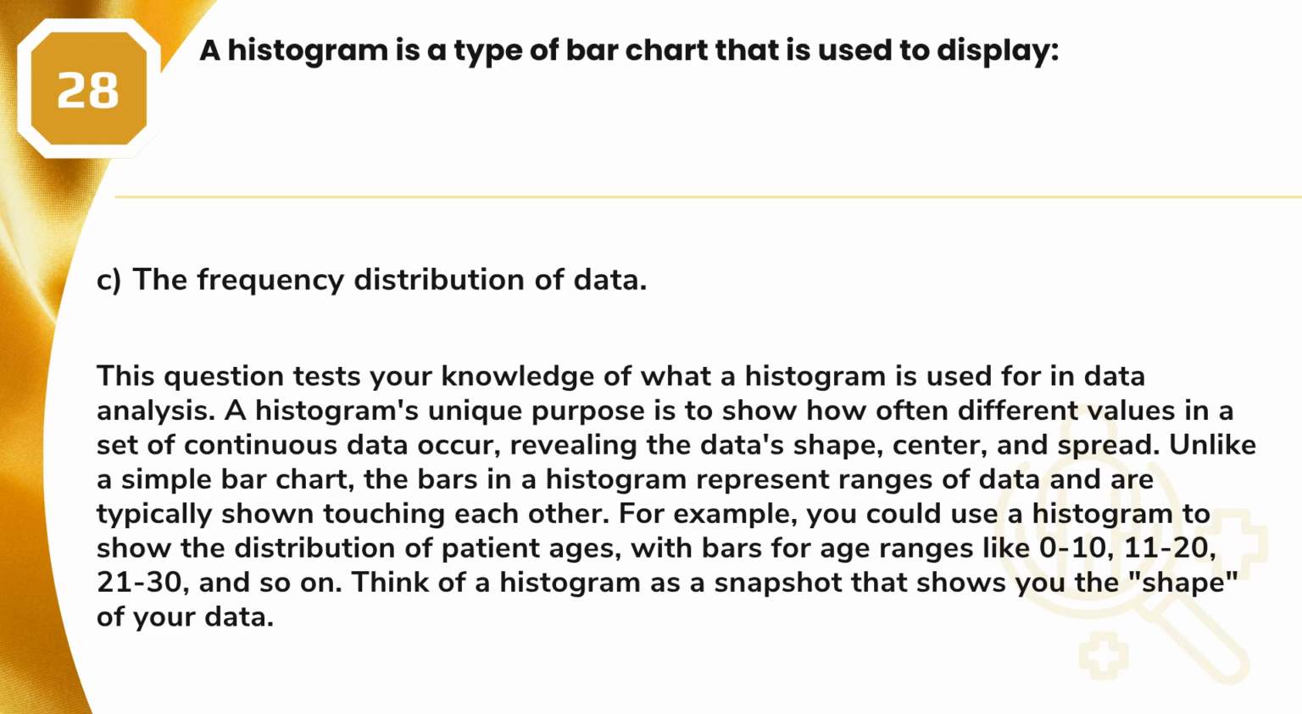This question tests your knowledge of what a histogram is used for in data analysis. A histogram's unique purpose is to show how often different values in a set of continuous data occur, revealing the data's shape, center, and spread. Unlike a simple bar chart, the bars in a histogram represent ranges of data and are typically shown touching each other. For example, you could use a histogram to show the distribution of patient ages, with bars for age ranges like 0 to 10, 11 to 20, 21 to 30, and so on. Think of a histogram as a snapshot that shows you the shape of your data.